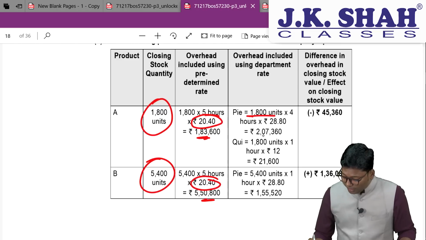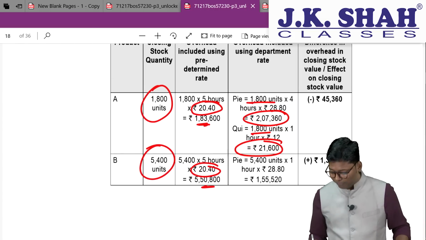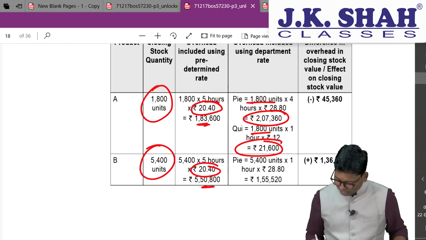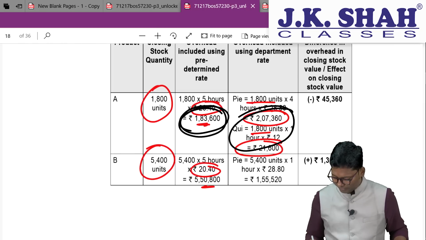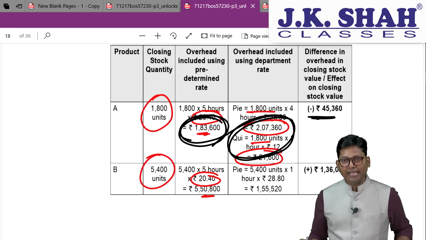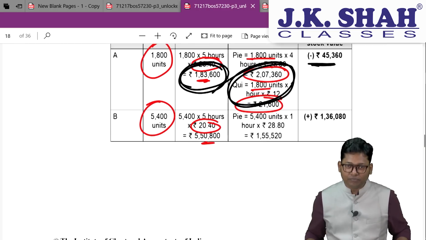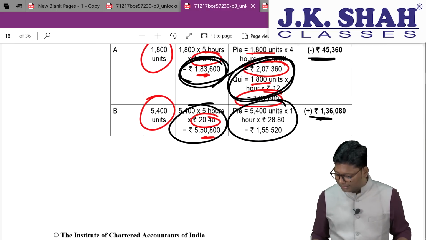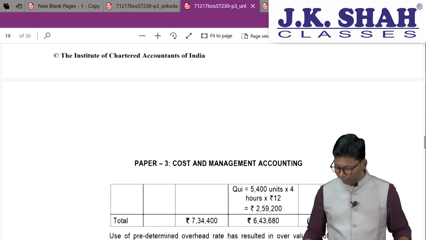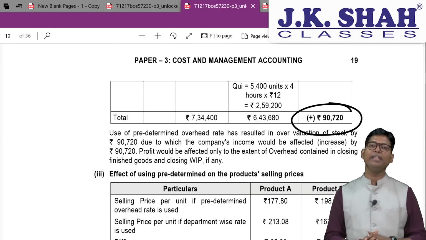But if you perform the same calculation using the departmental rates given in the question, then your value will differ, no? Now, take the difference between the calculation using the company's rate and the calculation using the department rate. You are going to get a negative figure, and the negative difference is to be deducted from our calculation. Your profit will reduce. And in the second case, this is a positive difference. The difference is to be added to the calculation. Simply find the difference, and if you net off the total negative and positive differences, you are going to get plus 90,720.